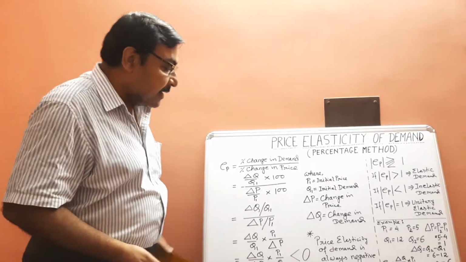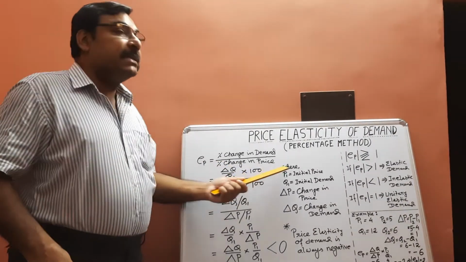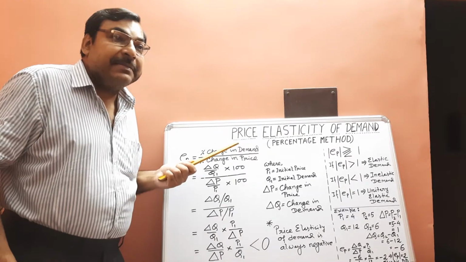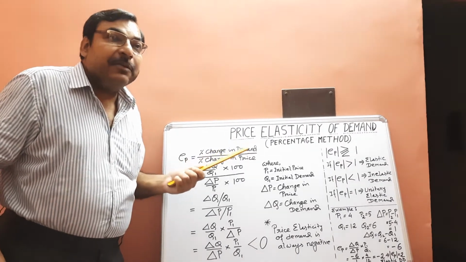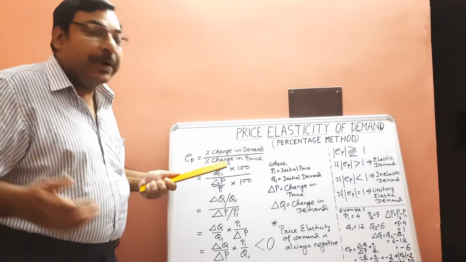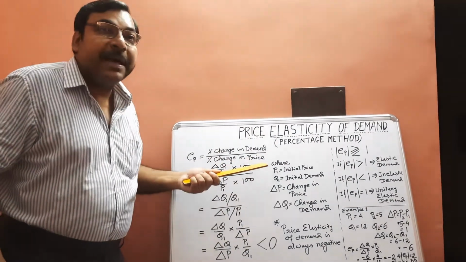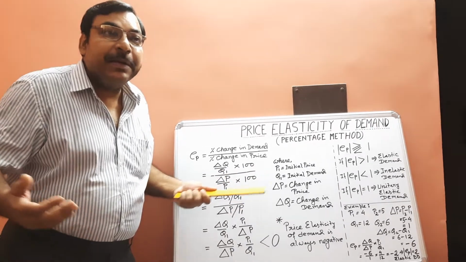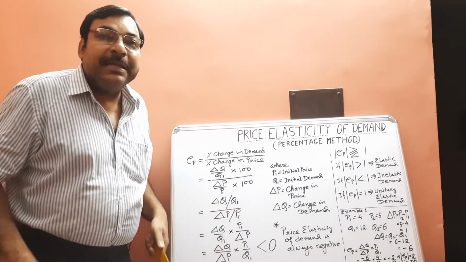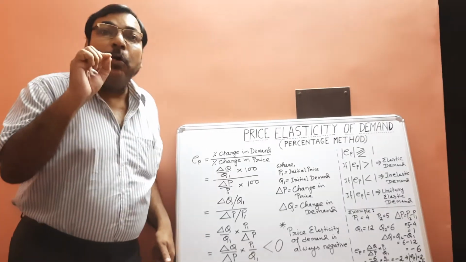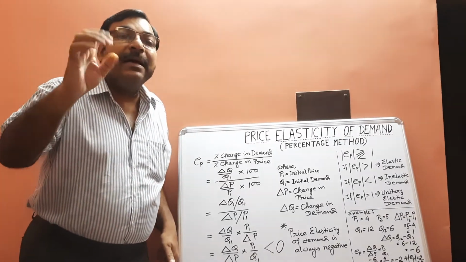On the contrary, if percentage change in price is more, but percentage change in demand is less, then the answer will be less than 1. The denominator part gets higher weightage when percentage change in price is more. Denominator part is greater, so the answer will be less than 1. So when the answer is less than 1, only then we can say it is inelastic demand.